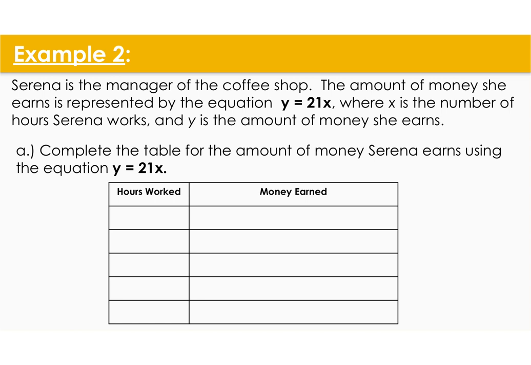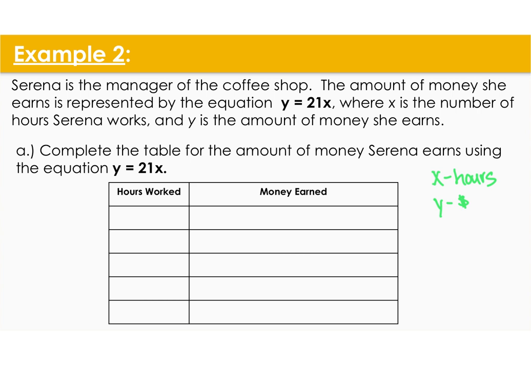Serena is the manager of the coffee shop. The amount of money she earns is represented by the equation y equals 21x, where x is the number of hours worked. So when I get these, I always like to label, and y is the amount of money. Complete the table for the amount Serena earns using the equation y equals 21x.